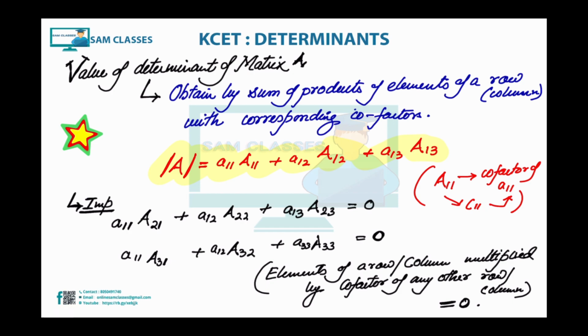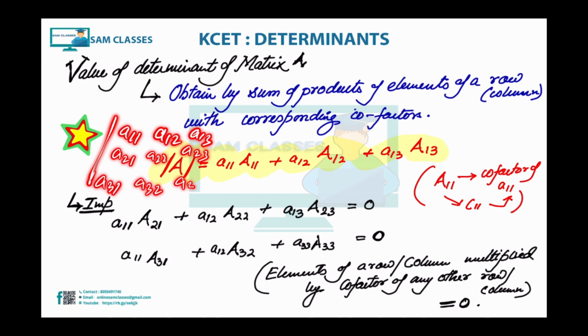Next is the value of a determinant. How do we obtain it? We obtain it by the sum of the products of the elements of a row with the corresponding cofactors. Let's say you have a matrix like this: A11, A12, A13, A21, A22, A23, A31, A32, A33. So the determinant of A is equal to what? Take any element, multiply it with its cofactor.